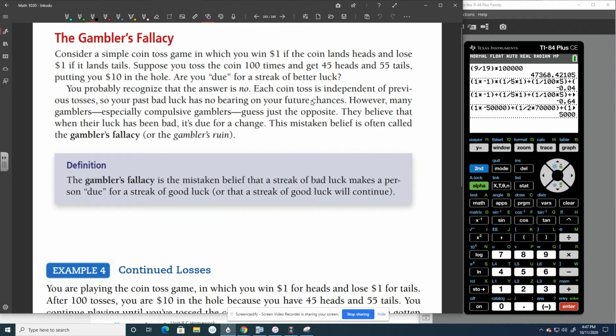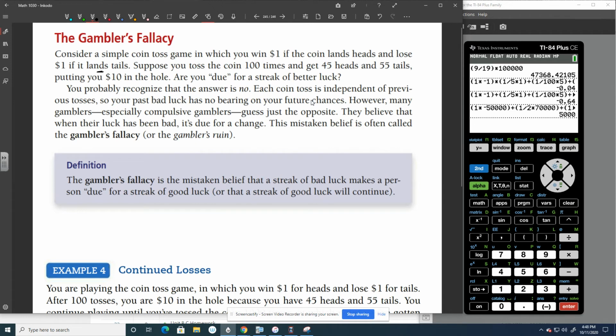So consider a simple coin toss game where you win $1 if you get heads and you lose $1 if you land tails. If you toss the coin 100 times and get 45 heads and 55 tails, that means that you won $45, but you spent $55. So that means you're negative $10 in the hole. You owe $10. Are you due for a streak of better luck?